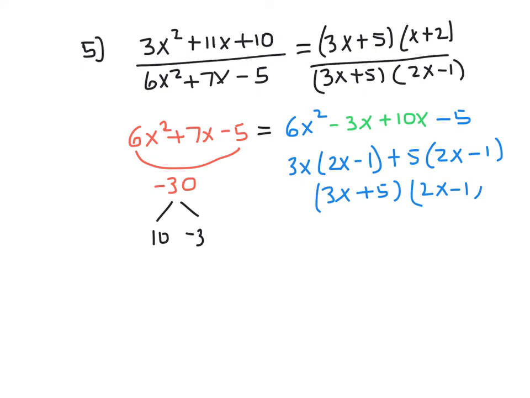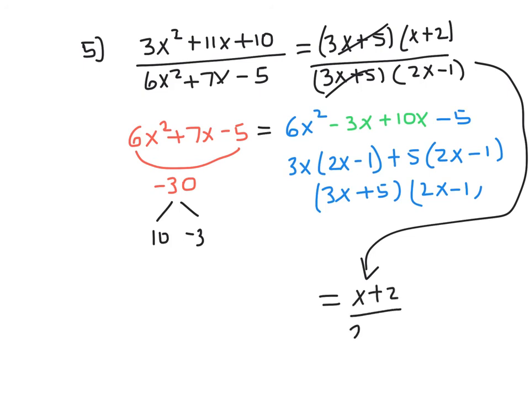So let me state when I continue here. So what's common? 3x plus 5 is common, so I'm left with x plus 2 over 2x minus 1.